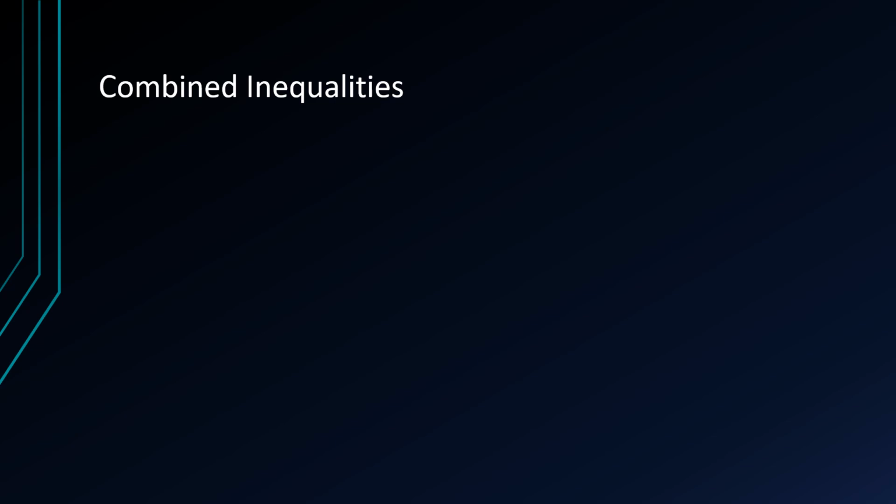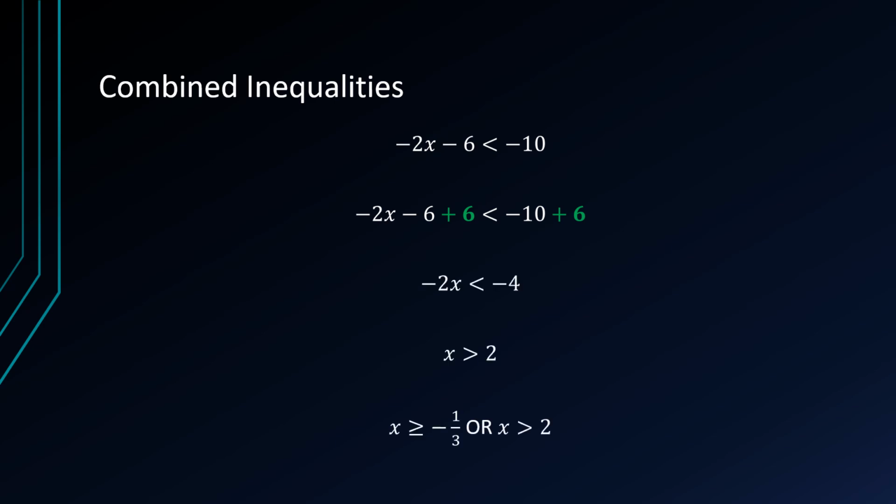Now let's do -2x minus 6 is less than -10. Add 6 on both sides. We get -2x is less than -4. Divide by -2 on both sides, flip the sign to greater than, and we get our second solution. x is greater than 2. So our solutions are x is greater than or equal to -1/3, or x is greater than 2.